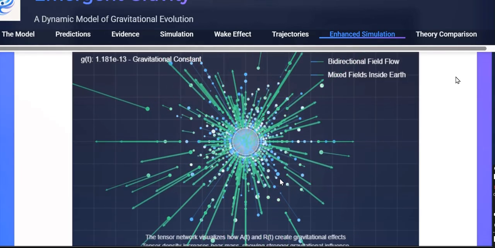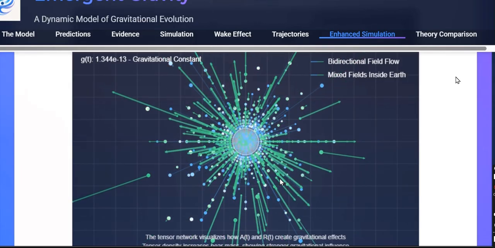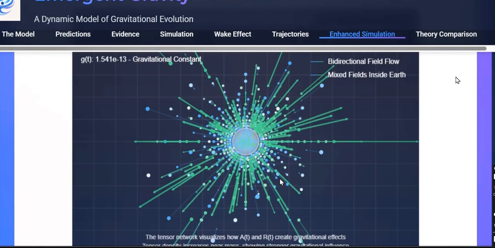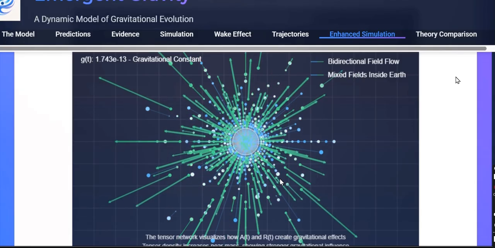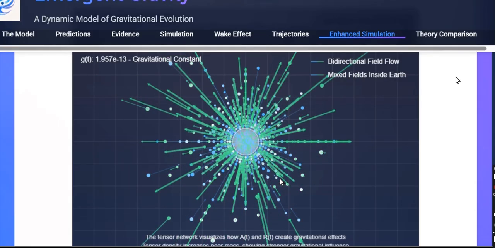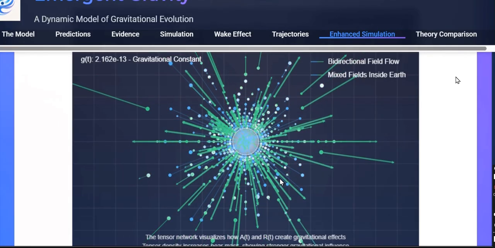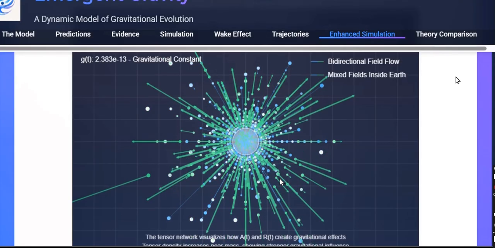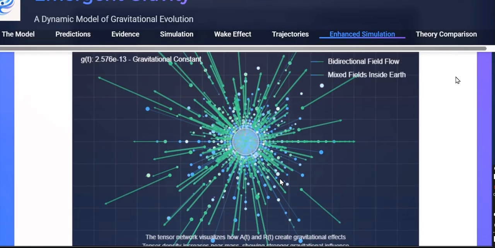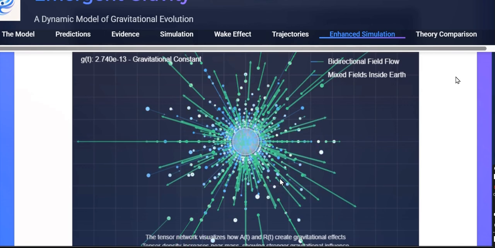The R parameter, shown as green arrows, represents the rate at which local symmetry is restored, how quickly the system tries to return to equilibrium. Together, these parameters create a dynamic system that produces effects identical to what we call gravity, but without requiring gravity to be a fundamental force.